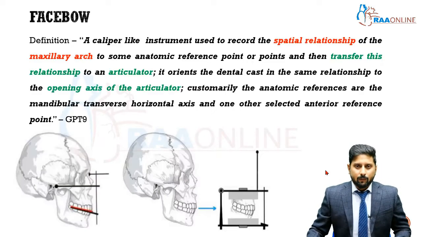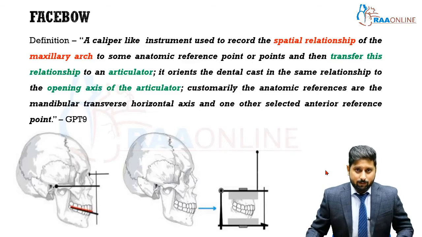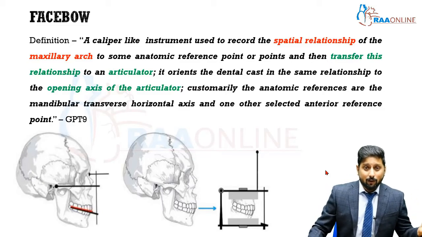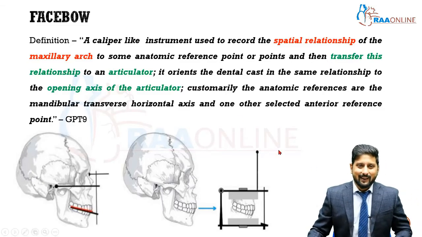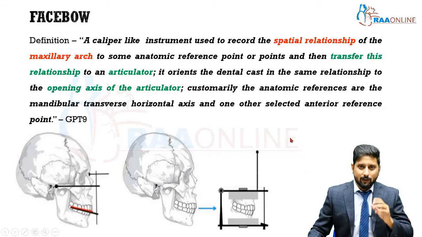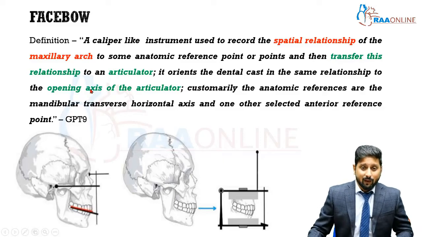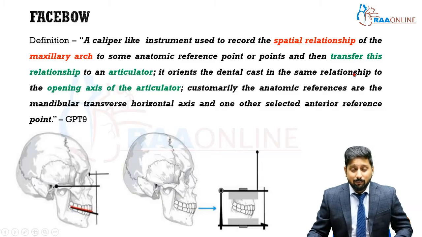Okay. Now let's see what a face bow is. I told you, right, you need some form of instrument that will be able to record this and transfer it to the articulator. That instrument is your face bow. So a face bow is basically a caliper-like instrument used to record the spatial relationship of the maxillary arch to some anatomic reference point or points. We already saw 2 posterior, 1 anterior. Then transfer this relationship to an articulator. Okay. It orients the dental cast in the same relationship to the opening axis of the articulator.